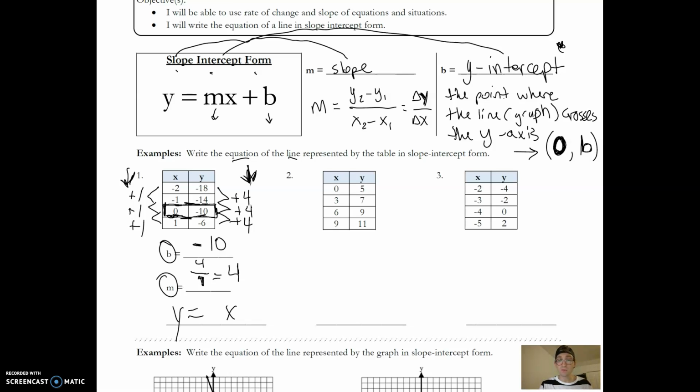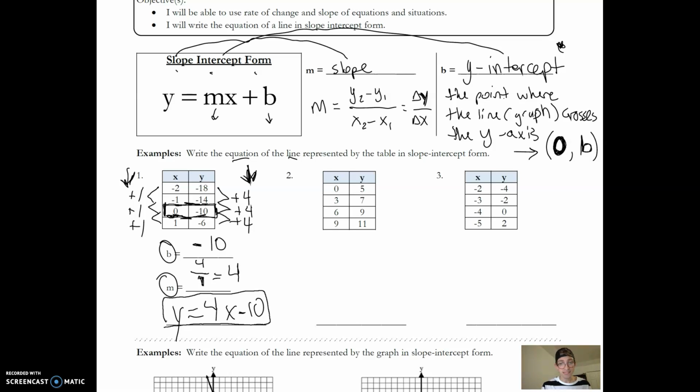So our slope-intercept form for this line down here at the bottom, y equals slope times x, 4x, plus our y-intercept, but since our y-intercept is negative, I'm going to write it as a minus 10.